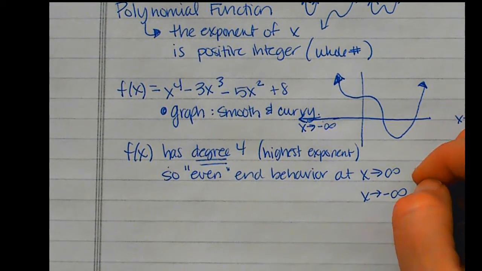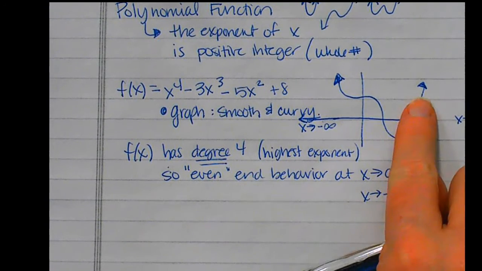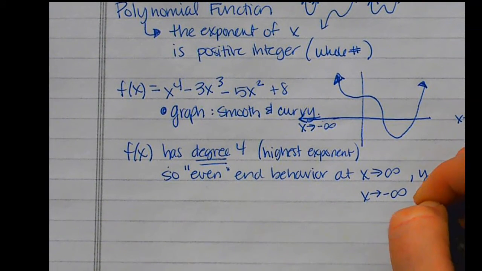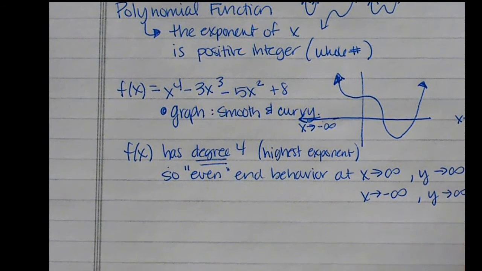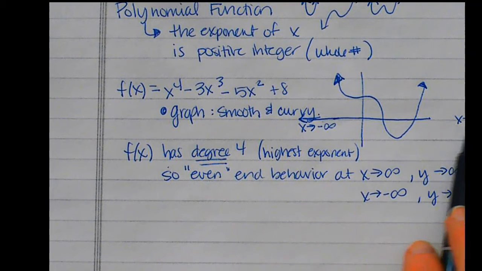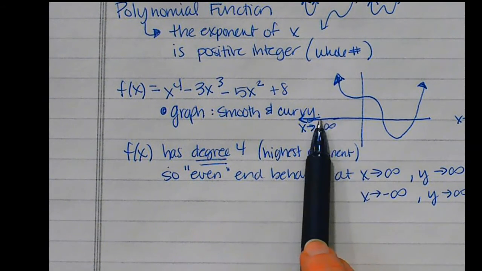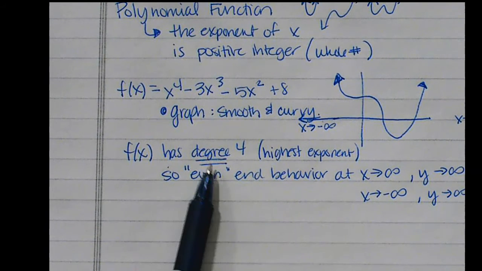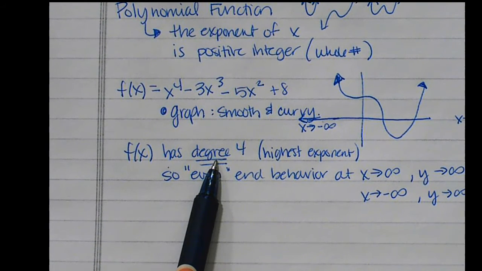We can describe the y values. So for this example, both the y's are going up. So y is also going up. Y is going up on both ends. So we're looking at it in terms of horizontal. What's happening as we go this way? The graph goes up, that's infinity. As we go this way, the graph is still going up, it's going to infinity. And that's determined by the highest degree.